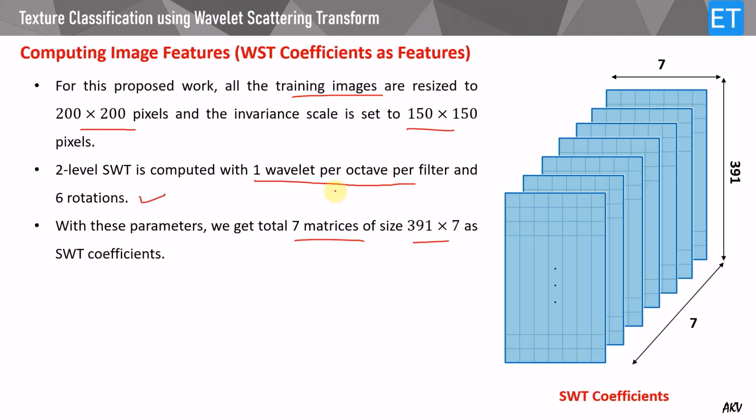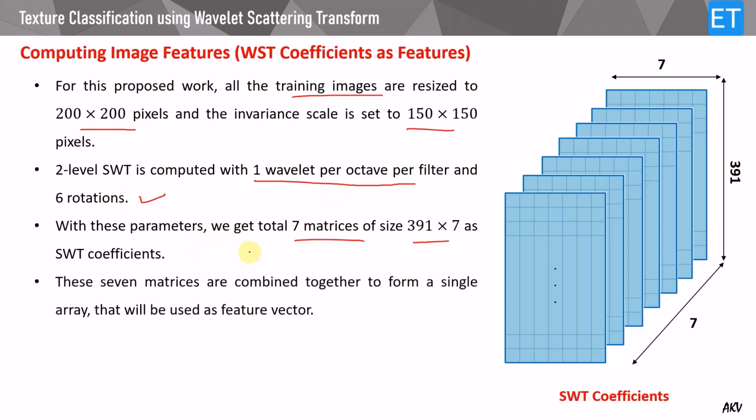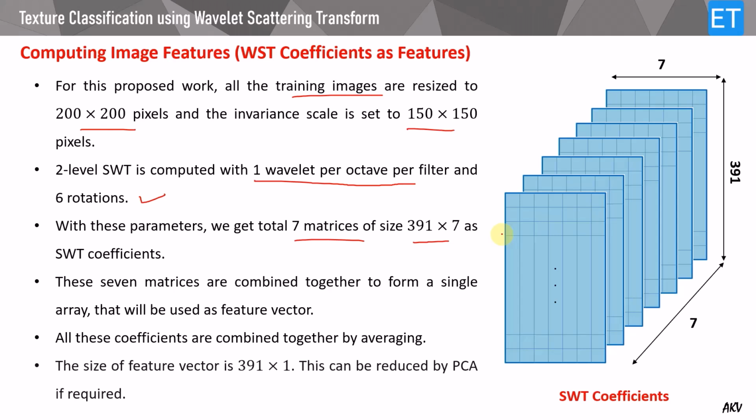Okay, so these 7 matrices are combined together to form a single array that will be used as the feature vector. I cannot use these 7 matrices as a feature vector. Obviously I need a single one-dimensional array that can be utilized as a feature vector. So I have to combine these 7 matrices to make a single array. How are all these coefficients combined? They will be combined by averaging. That I will show you in the next slides.